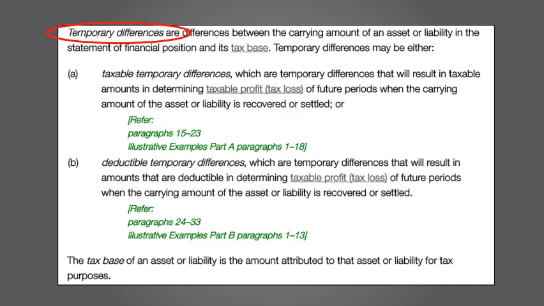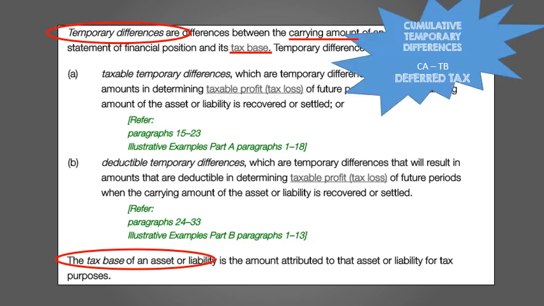Okay, the next definition is the definition for temporary differences. These are the differences between the carrying amount of the asset or liability in the SFP and its tax base. So what is the tax base? The tax base is the amount attributed to that asset or liability for tax purposes. So these temporary differences result from the difference between the carrying amount and the tax base, and this will give us then our deferred tax asset or liability. So these are the cumulative, the future temporary differences.